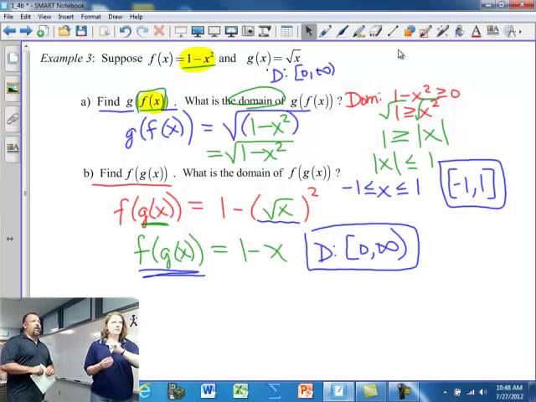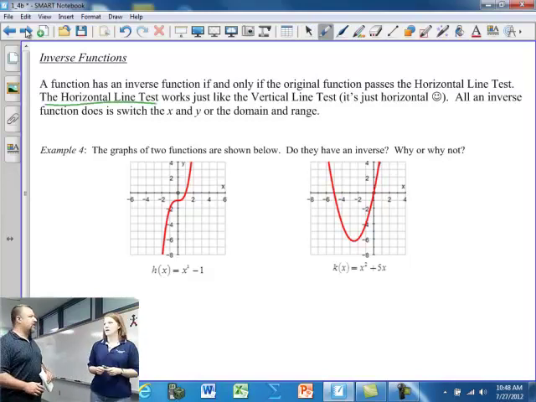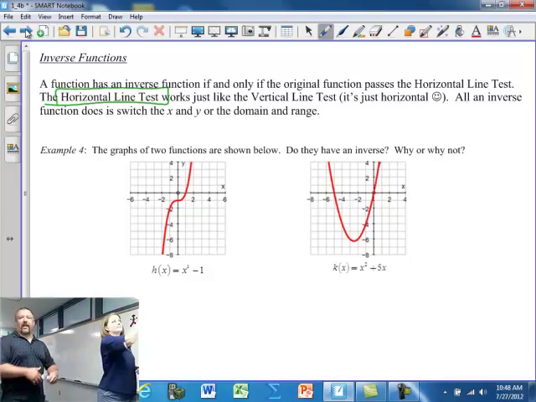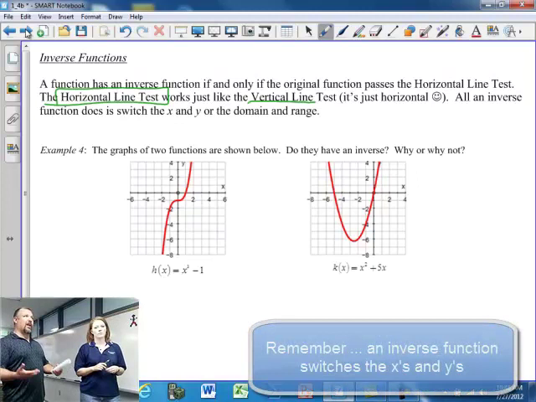All right. Inverse functions. You remember the vertical line test for functions? I do. Vertical line test said if we had a vertical line that hit the graph how many times? More than once. More than once, it wasn't a function. An inverse function just switches the x's and y's. So what happens when we switch a horizontal or a vertical line? We get a horizontal line. We get a horizontal line if we switch the x and y.